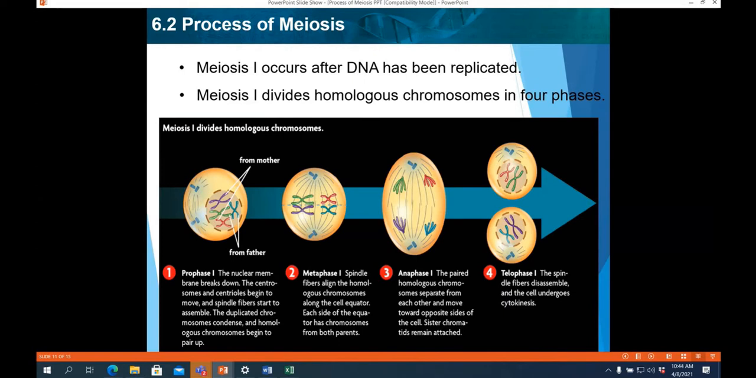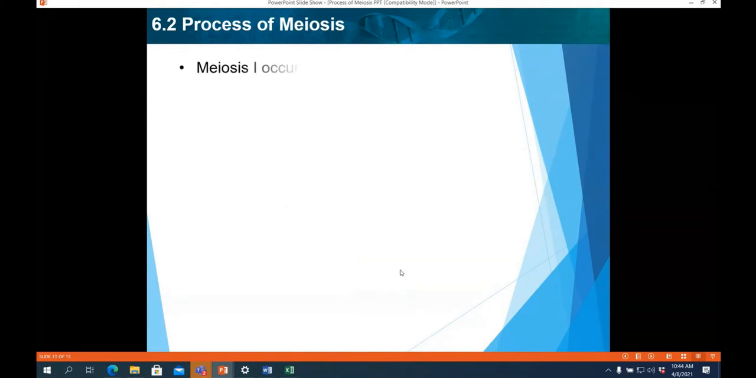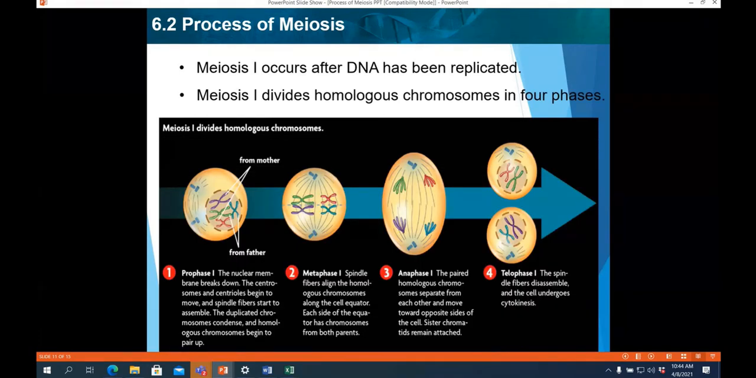So did you understand what happened over here? The sister chromatids are still attached, meaning these 2 for each chromosome are still attached. So did it divide into this half and this half now, into 2 halves? Here? Did it divide? Can you see it here? Yes. Okay. So they divided into 2 halves, but the sister chromatids are still attached.